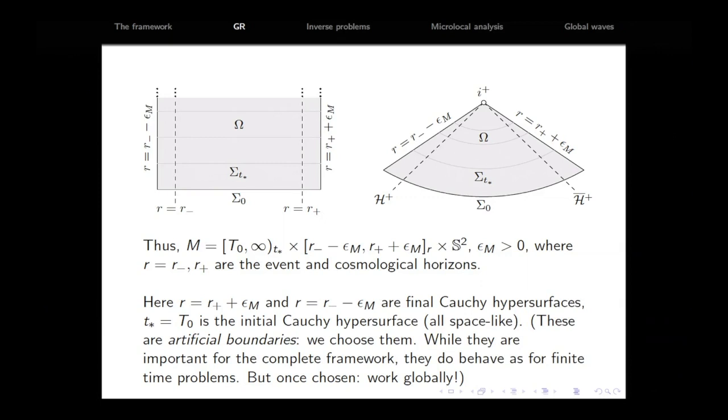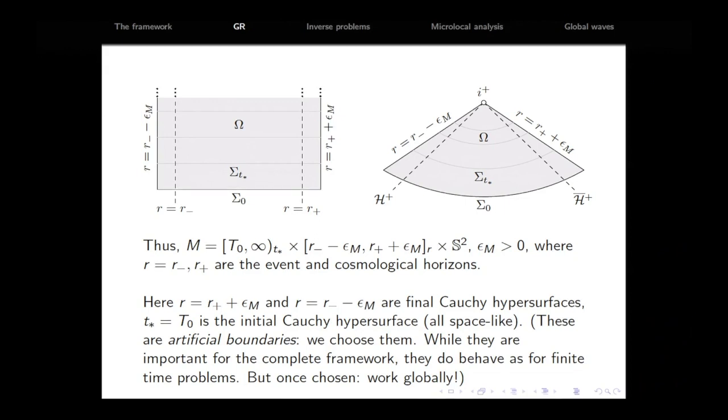It's not in the GR setting. So that's artificial. You cook it up, and it makes your life easy, but you cooked it up. So you got to choose it, but once you choose them, you really have to work globally on this domain. So the boundaries of the domain were a bit up to you, except infinity. Infinity is there because you want to do the stability problem. If you don't want to do stability, of course, you can stop earlier, but then you're not going to solve. Okay, so this is the global aspect.